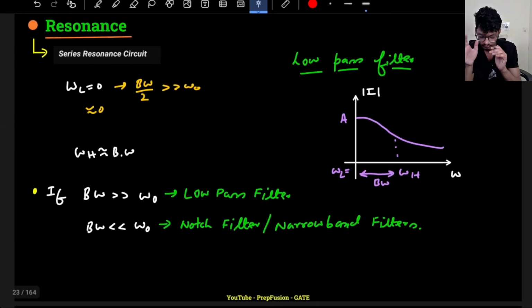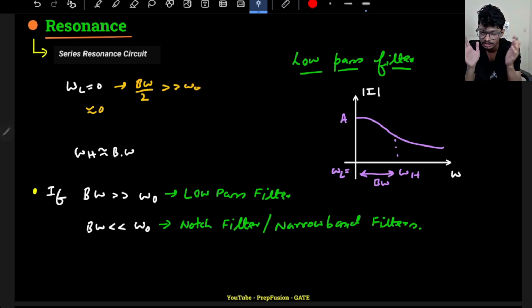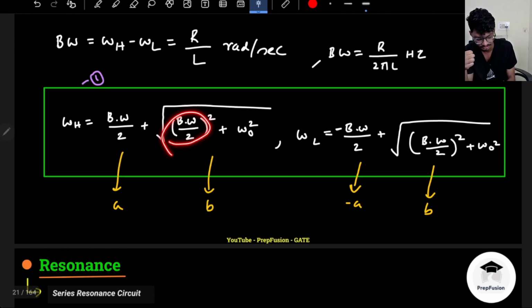What about the case when my bandwidth by 2 is very large, when my bandwidth is very high? If my bandwidth is very high, it almost acts as a low pass filter. This is the frequency response of a low pass filter. The higher 3 dB frequency is the bandwidth, because again I make the same approximation. This time bandwidth by 2 is very high, so I can ignore the omega naught, and this result will be almost equal to bandwidth by 2 only.